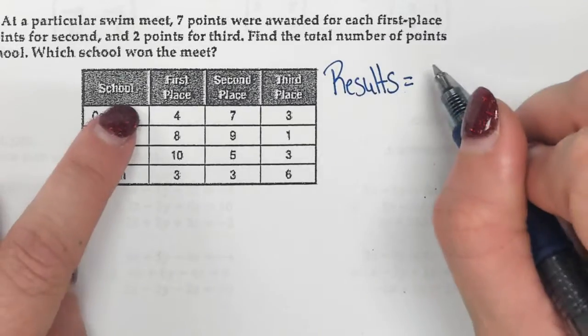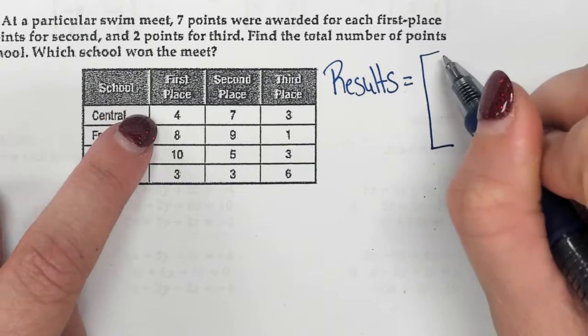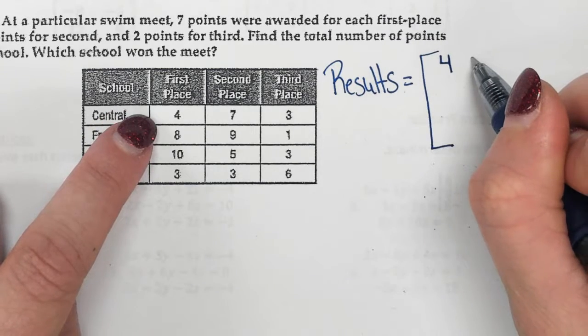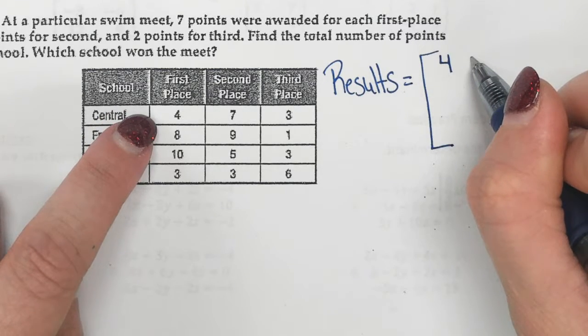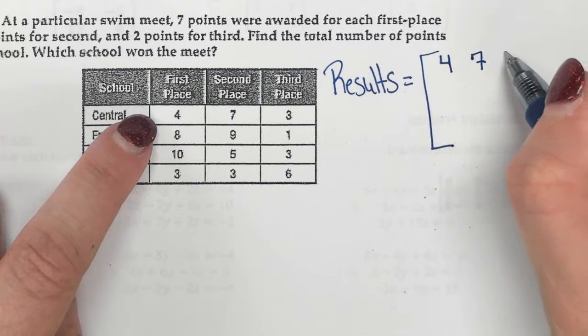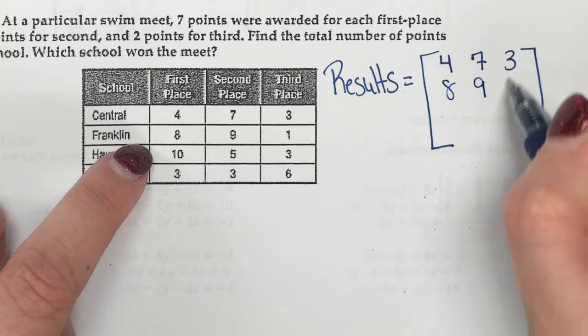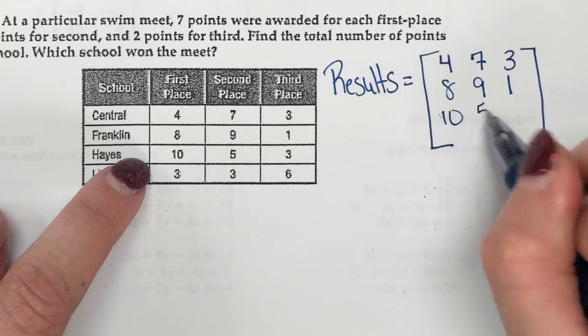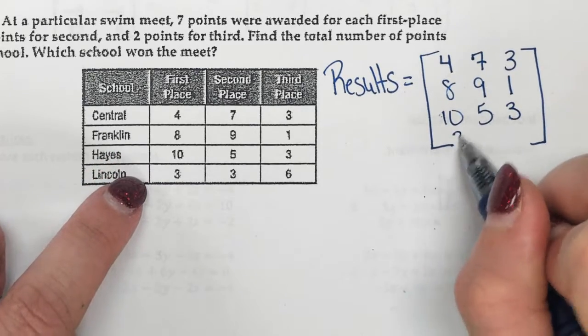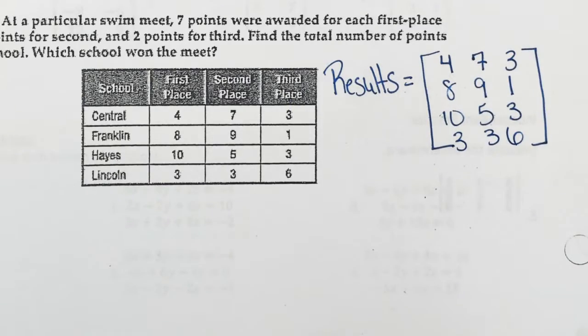And what would be our first row? 4, 8, 7. 3, perfect. What would be our next row? 8, 9, 1. Yep. 10, 5, 3. Yep. 3, 3, 6. Okay, those are the results from each one, right?